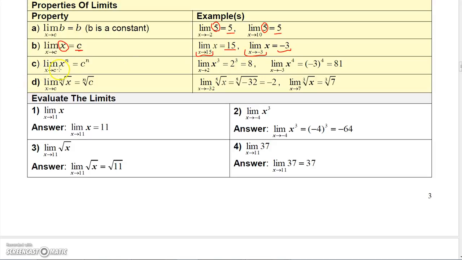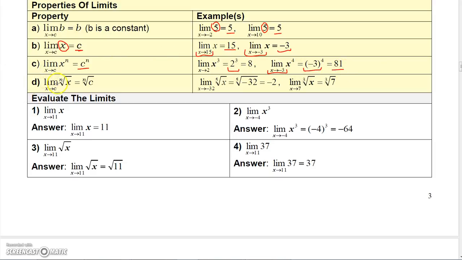Also, the limit of x to a power as x approaches c is just going to equal c to that power. So if I said, what's the limit of x cubed as x approaches 2, that answer is simply 2 to the third power, which is 8. If I say, what's the limit of x to the fourth as x approaches negative 3, then that's going to be negative 3 to the fourth power, which is 81.